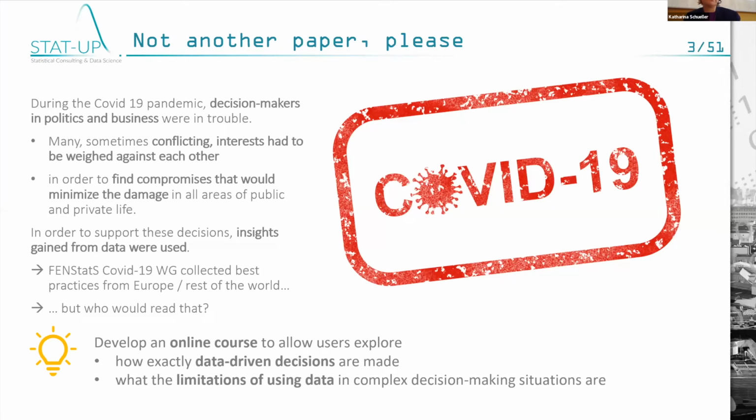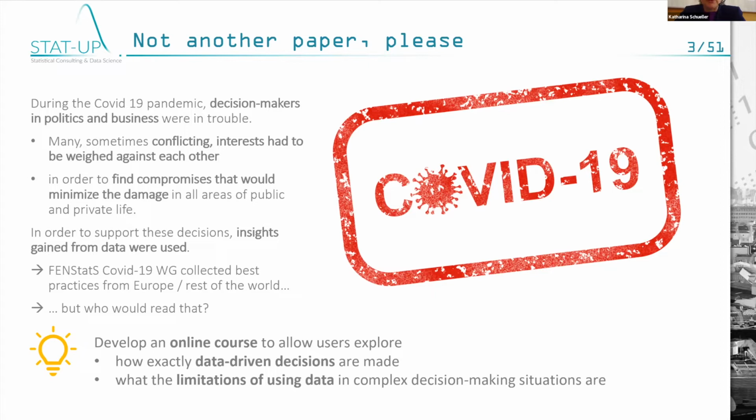So during the COVID-19 pandemic, decision makers in politics and business were obviously in trouble. Maybe not all of them knew, but they were definitely in trouble because many interests had to be weighed against each other, and some of the interests were in conflict between different stakeholders. Let's talk economy, education, whatever, and not even all of them were aware of those conflicting interests. So the goal was to find decisions that would minimize the damage in all areas of public and private life.